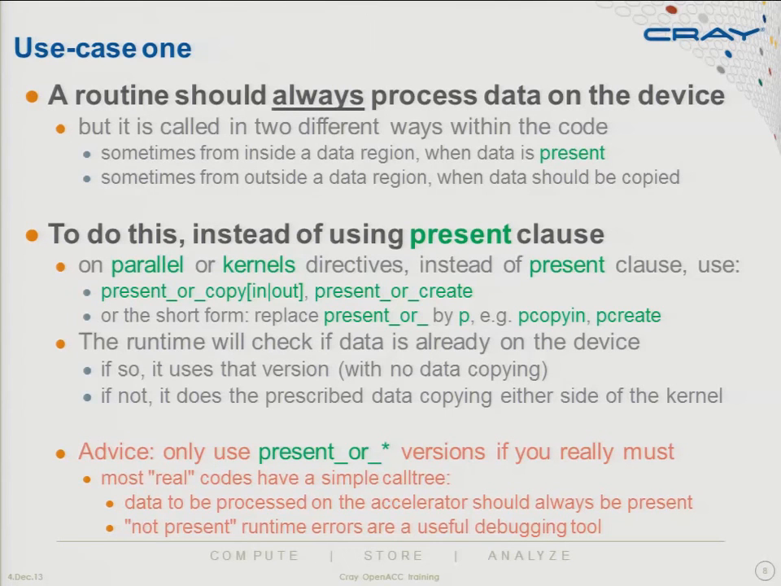As I say, for a lot of real codes, where you know that the call tree is such that all calls to this routine are within this data region, and you know the data must therefore always be present unless something disastrous has happened, it's better to use present because you'll get a runtime error rather than just a wrong answer when your code runs to completion.